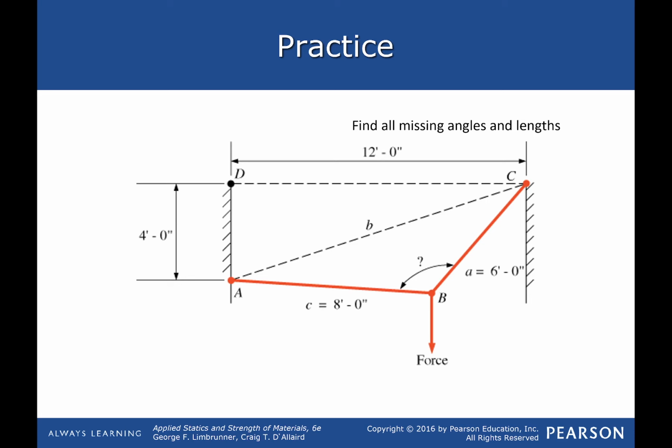Okay, one last example for this particular section. So we're trying to find all the missing angles and lengths for this. This kind of seems like we have two ropes that are attached to each other, and there's a force pulling them down. What's that force? How do we solve with forces? We're not there yet. We'll get there soon. But first off, let's focus on these lengths and see if we can solve that.